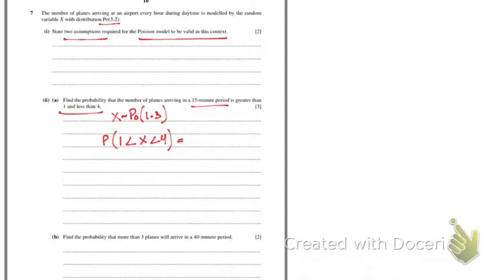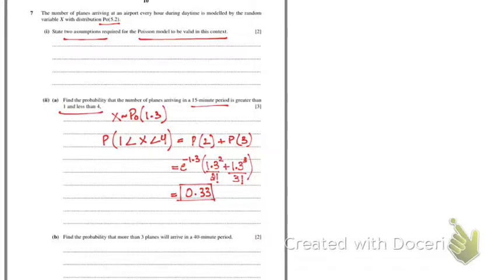So that is the probability of 2 plus the probability of 3. So this becomes e to the power minus 1.3 times 1.3 squared upon 2 factorial plus 1.3 cubed upon 3 factorial. So your answer for this one is 0.33.